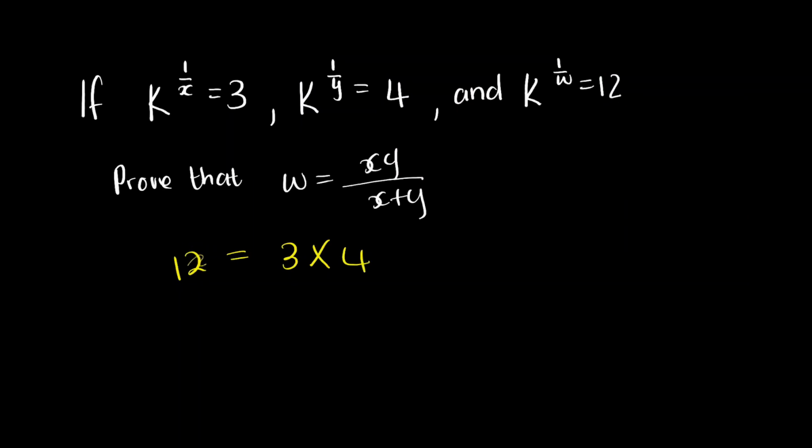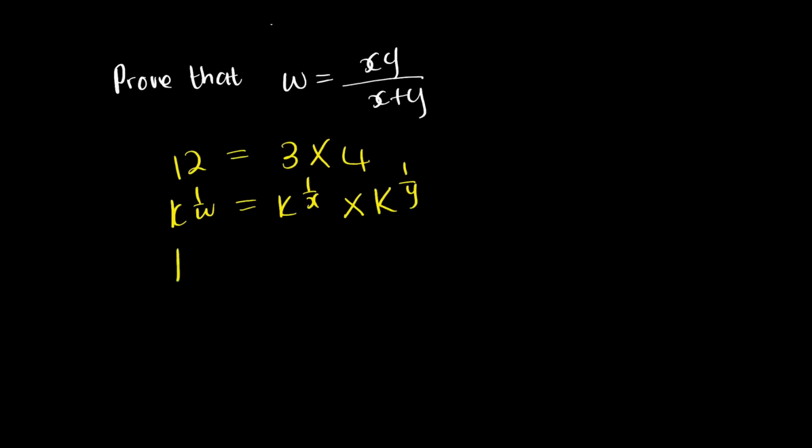So in place of 12, we can replace that with k to the power of 1 over w. And this is equal to, in place of 3, we can replace that with k to the power of 1 over x, multiplied by, in place of 4, we can replace that with k to the power of 1 over y. So now on the left hand side, we just have k to the power of 1 over w is equal to, here we have k being multiplied by k. When our bases are the same, we can go ahead and add the exponents.